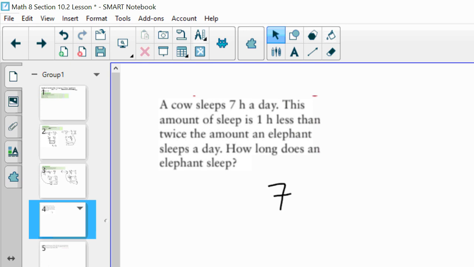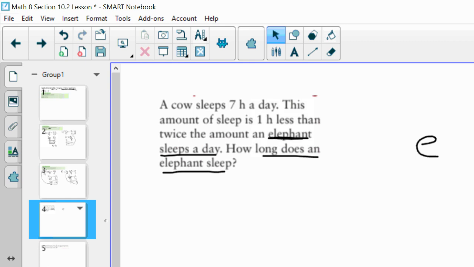Okay, even though it says 1 hour less than first, that's minus 1 after twice the amount the elephant sleeps. So, twice the amount an elephant sleeps, 1 hour less than that, so that's this expression right here. And then that says that this is the amount of sleep. So a cow sleeps 7 hours a day, and that's the same as 1 hour less than twice the amount an elephant sleeps. Okay, so these can be pretty confusing questions.